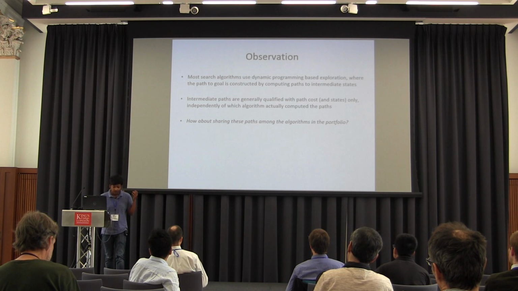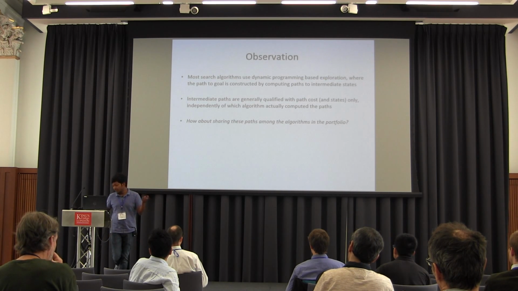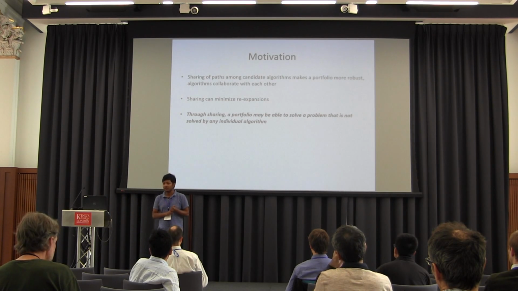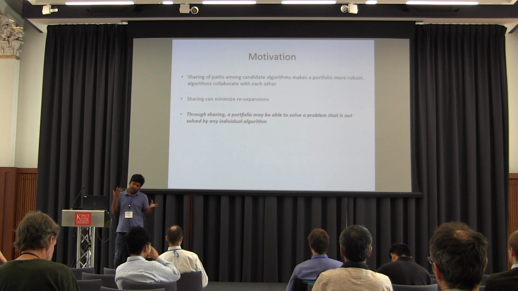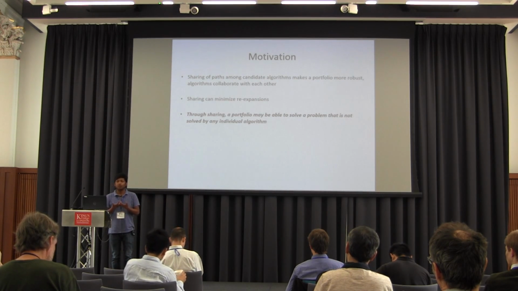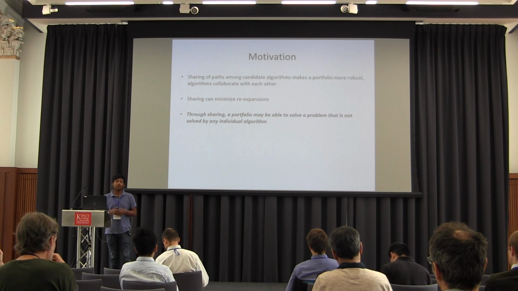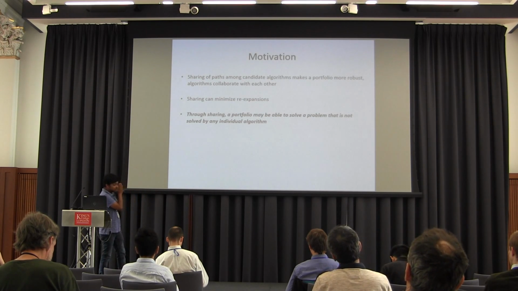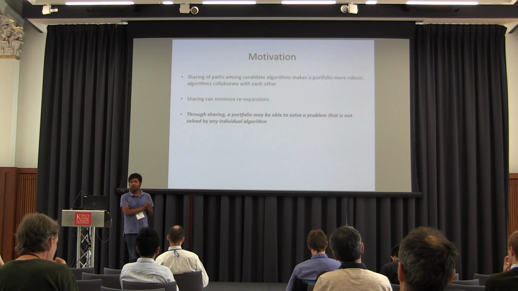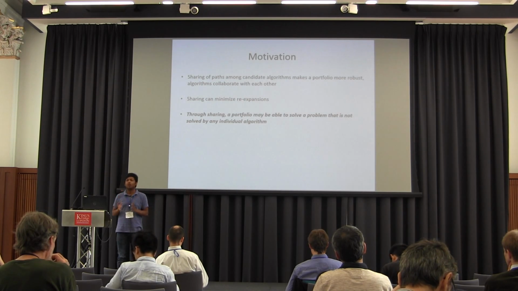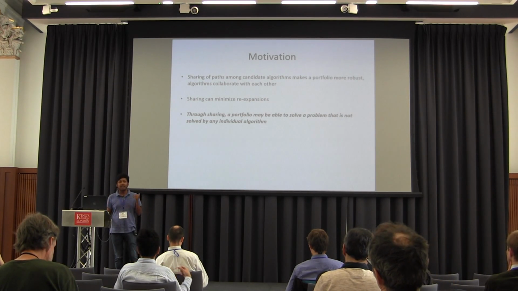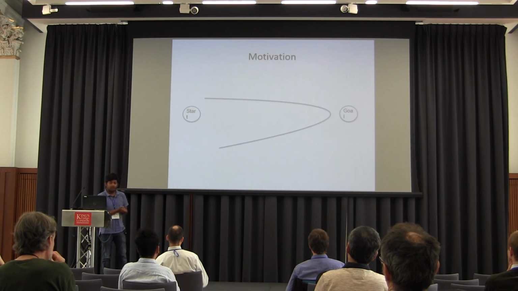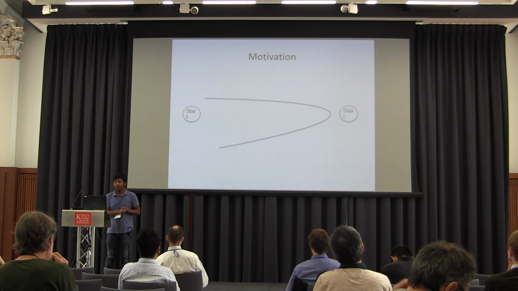So philosophically there is not much problem in sharing information among portfolio algorithms. But that only answers, can we share? Yes, possibly we can. Should we share? We don't know, but we had these two arguments about sharing: that sharing paths can maybe make the portfolio more robust than the current scenario, and also may reduce the repeated work. The basic idea was to investigate whether, through information sharing, we can solve problems that are not solved by any of the portfolio algorithms. This is a very crude way of motivating what we wanted to see.